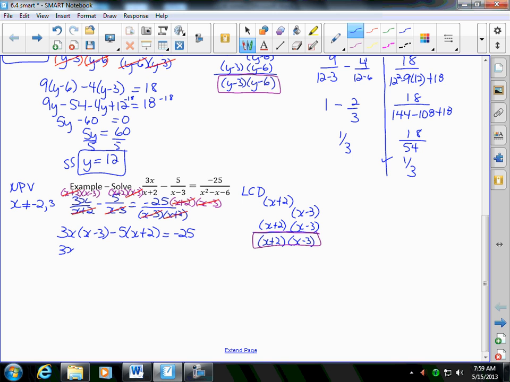So I have 3x squared minus 9x minus 5x minus 10 is equal to negative 25. All I did was distribute here. And remember, this 5 has that negative with it, so I have to make sure I multiply by a negative 5. Since I have a power of 2, I'll bring my 25 over. So I have 3x squared minus 14x minus 15 equals 0.